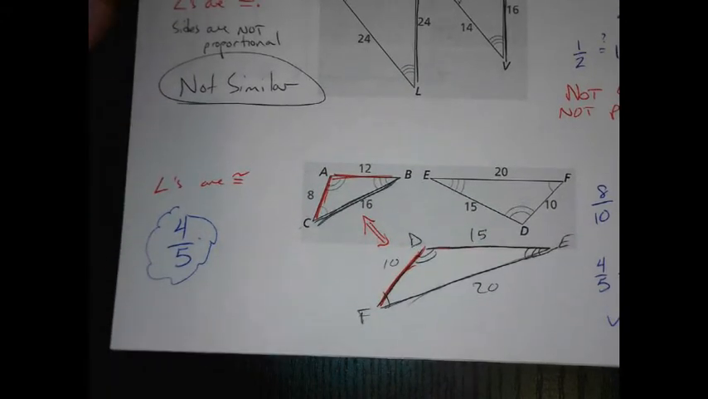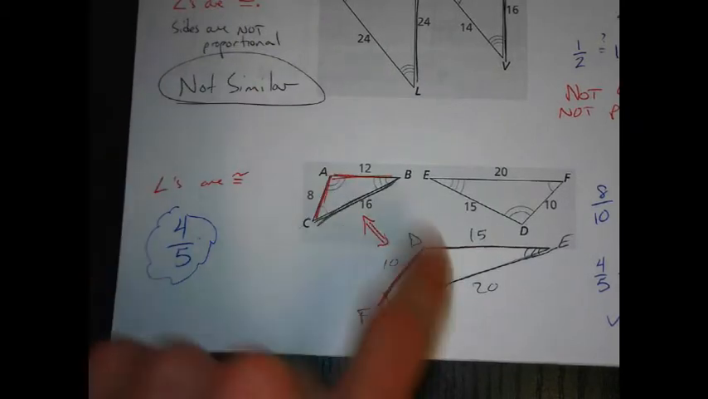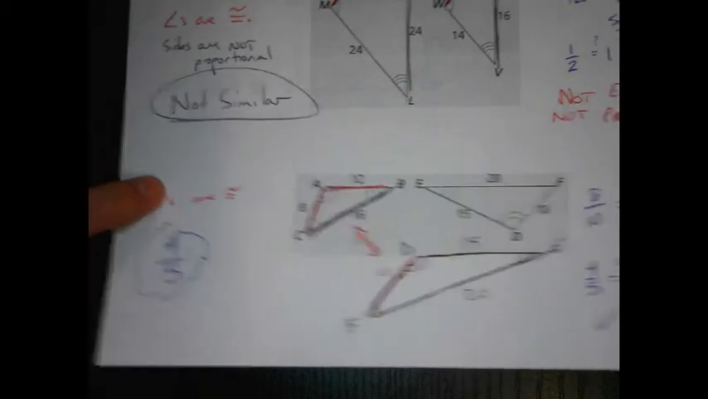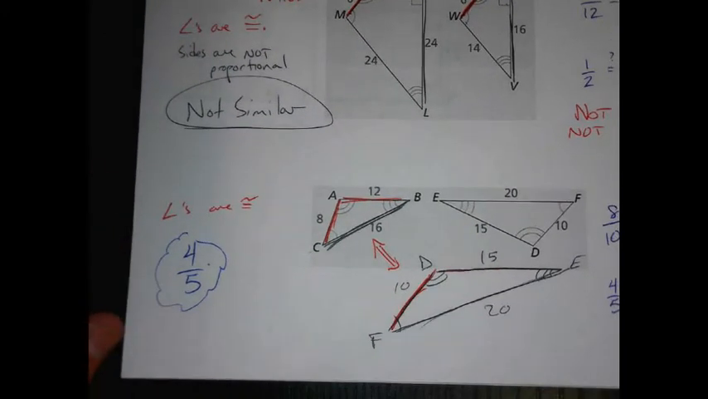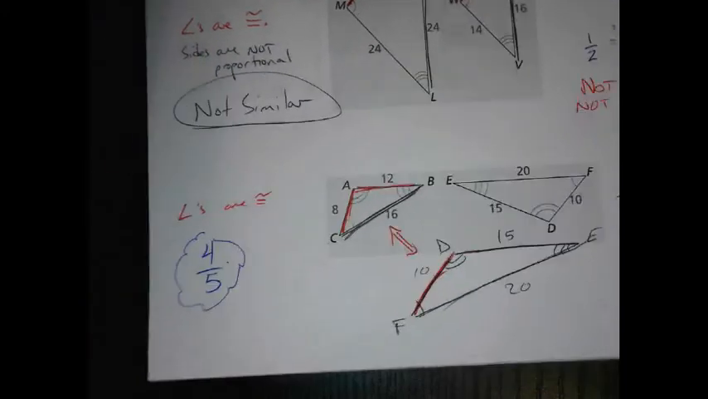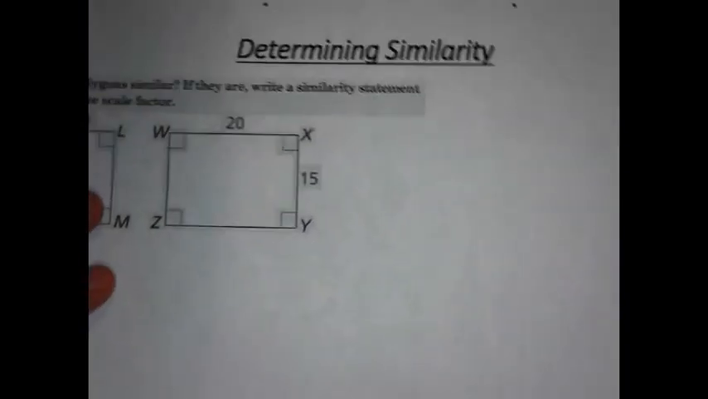So that's what it means if they are similar. What's the ratio? Yes, these are similar triangles because the angles are congruent, the sides are proportional, and the ratio is 4 to 5. Okay, so that's how that works, and we'll do one more example and call it a day. So here's another example.